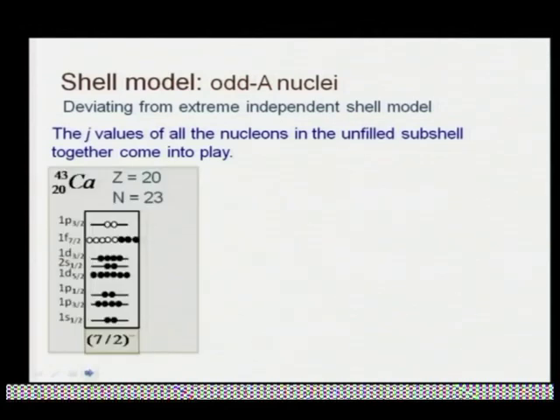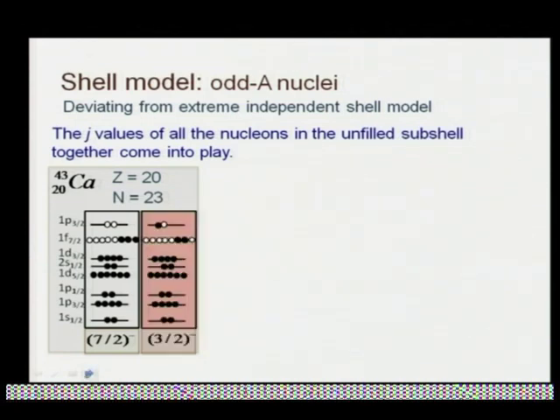So, we need to modify our model a little, and let us consider the case not just of the single neutron which is unpaired in that outer, partially filled shell, but let us take all the neutrons in that partially filled 1f 7/2. In this particular case of calcium 43, there are 3 of them, and we will consider all 3 of these.